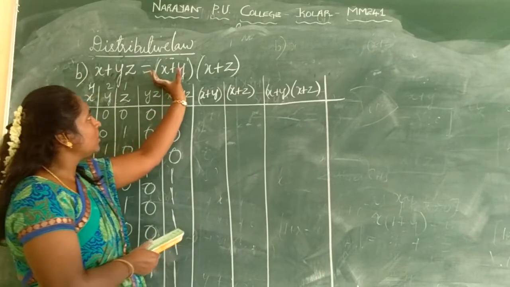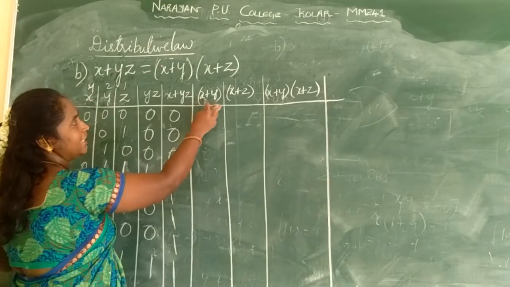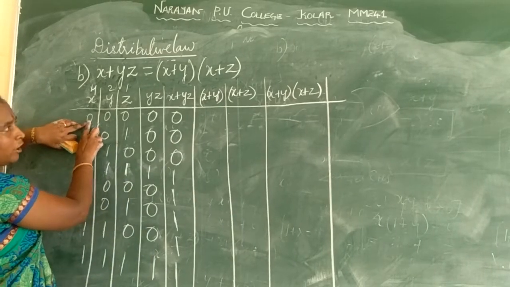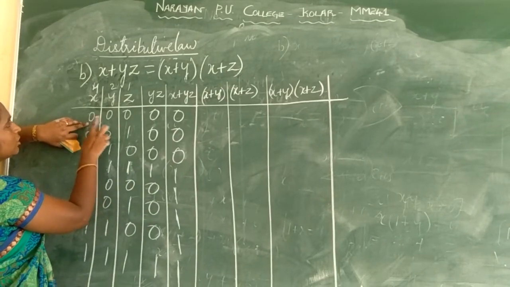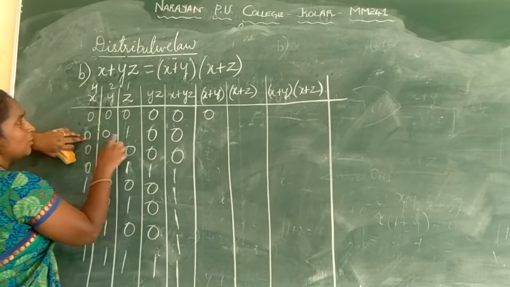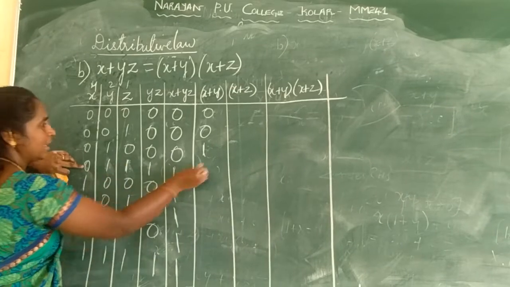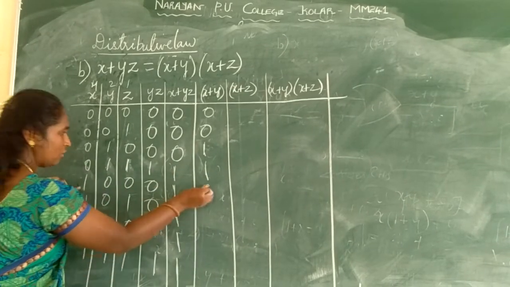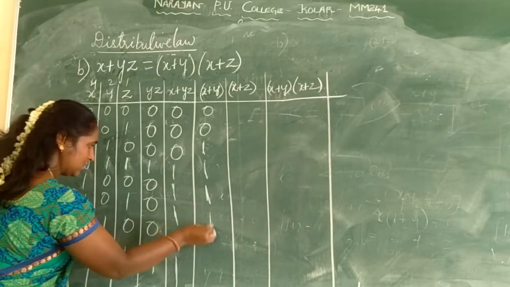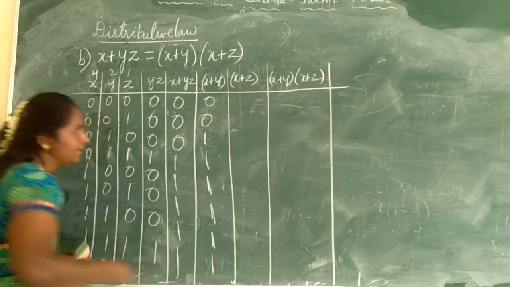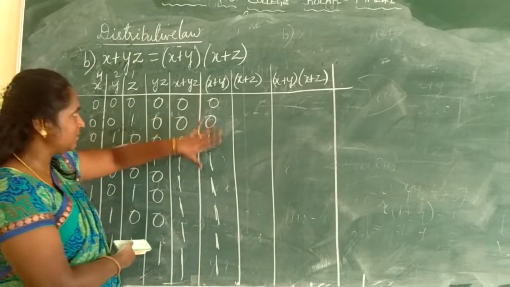Now we move on to the RHS part. So x plus y should be done as a logical OR addition. x plus y: 0 plus 0 is 0, 0 plus 0 is 0, 0 plus 1 is 1, 0 plus 1 is 1, 1 plus 0 is 1, 1 plus 0 is 1, 1 plus 1 is 1, 1 plus 1 is 1. So this part is completed.